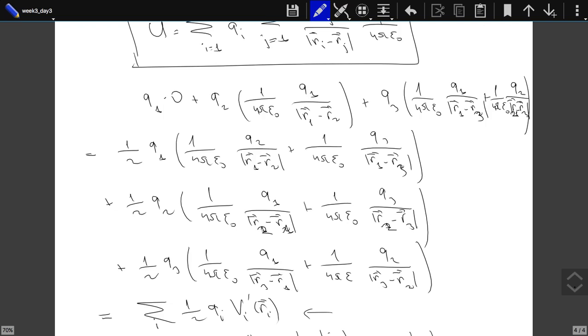And this is that expression. Here, we no longer refer to the order of bringing them. So Vi prime is nothing but the potential created by all the other charges except Qi at the position of Ri. Now, any questions up to this point?